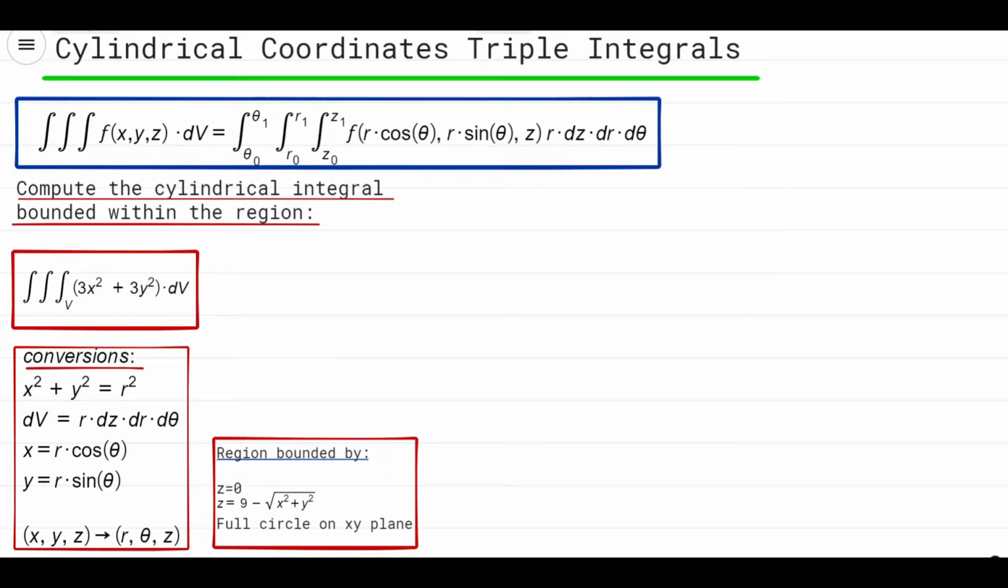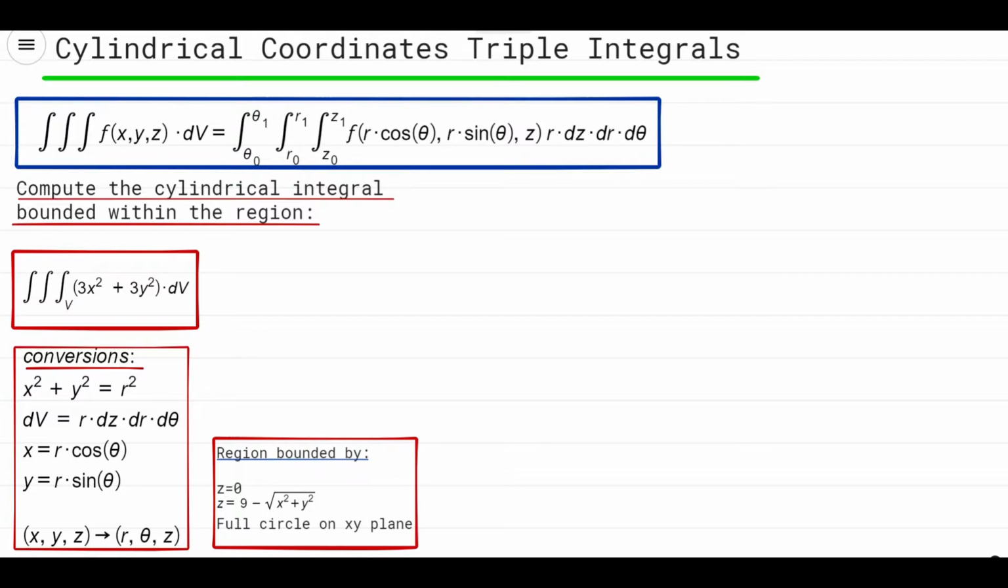Hello guys, in this video we're going to go over how to compute cylindrical coordinate triple integrals. Basically, cylindrical coordinates follow the same principles as triple integrals, except we have to convert to cylindrical coordinates. Given right here, we have our conversions.